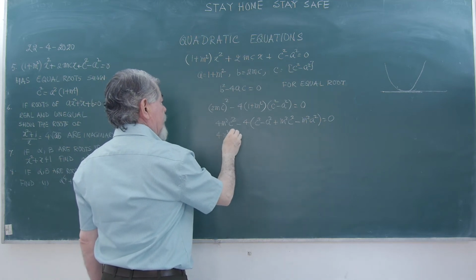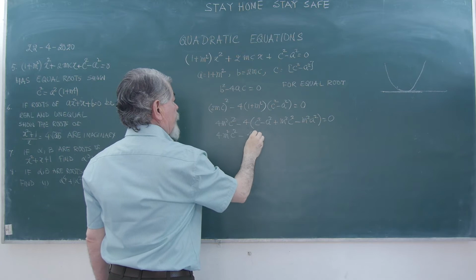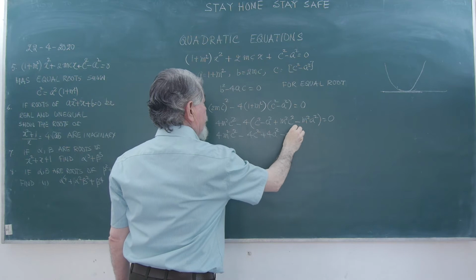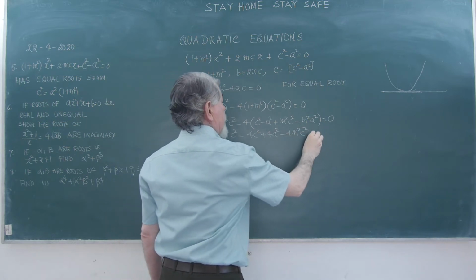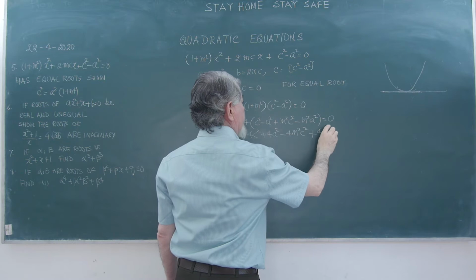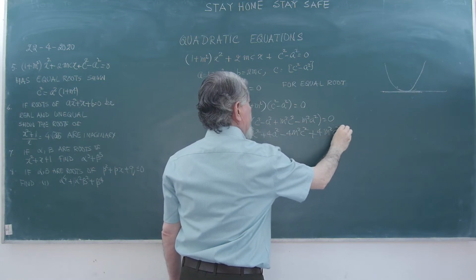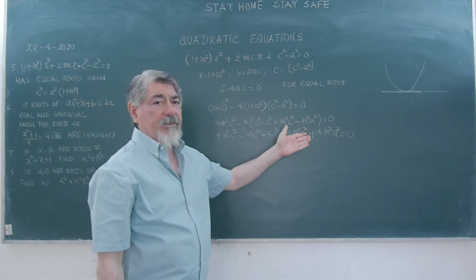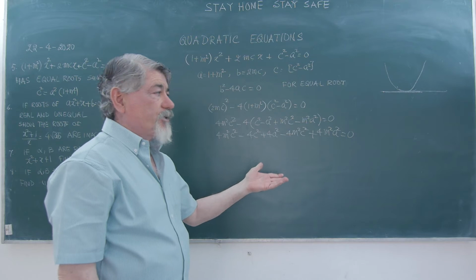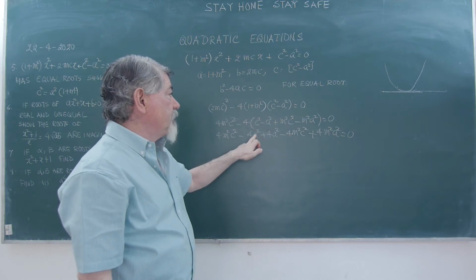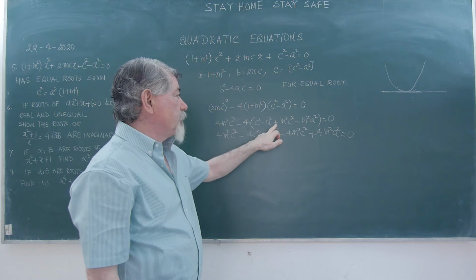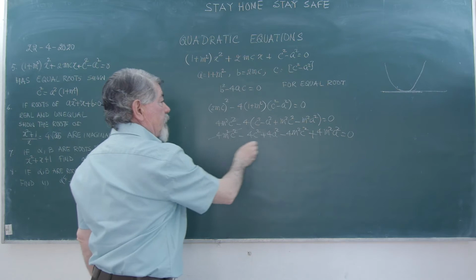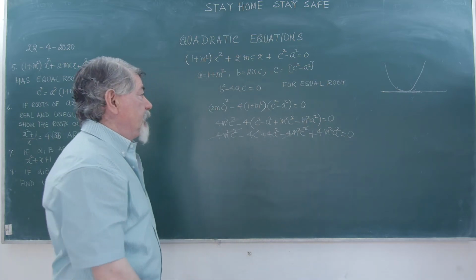So 4m square c square minus 4c square plus 4a square minus 4m square c square plus 4m square a square is equal to 0. When you multiply with minus 4, all the signs inside the bracket change. They take the opposite sign. It was c square, it became minus c square, it was minus a square, it became plus a square. 4m square c square minus 4m square c square will cancel.